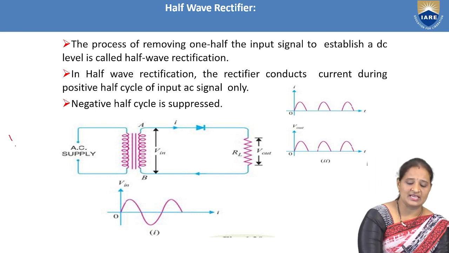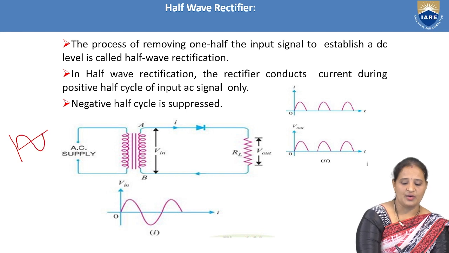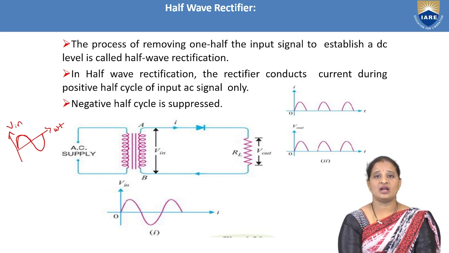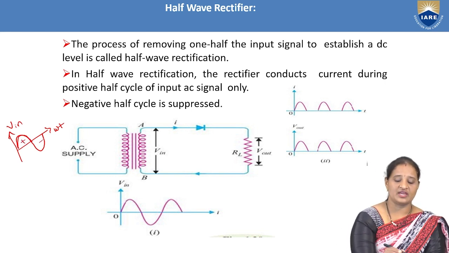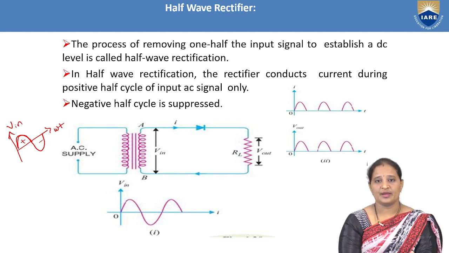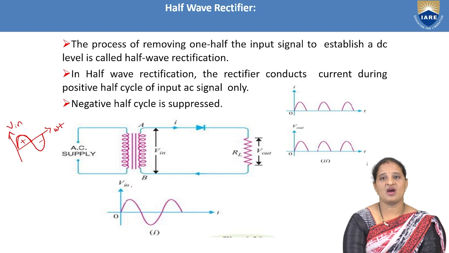The input signal is AC, alternating current, which varies sinusoidally with respect to time. As I am saying, in a half-wave rectifier the diode conducts only during the positive half cycle of input, whereas the negative half cycle is removed, and hence it is called a half-wave rectifier. That means it is a circuit which rectifies only the positive half cycle of the input AC signal. So this is the basic circuit diagram of the half-wave rectifier.